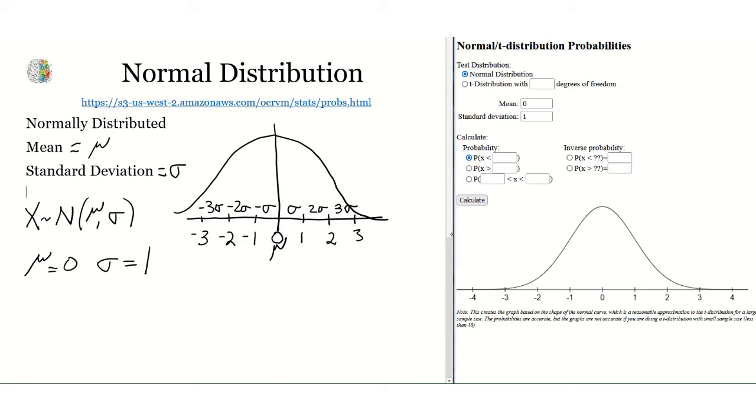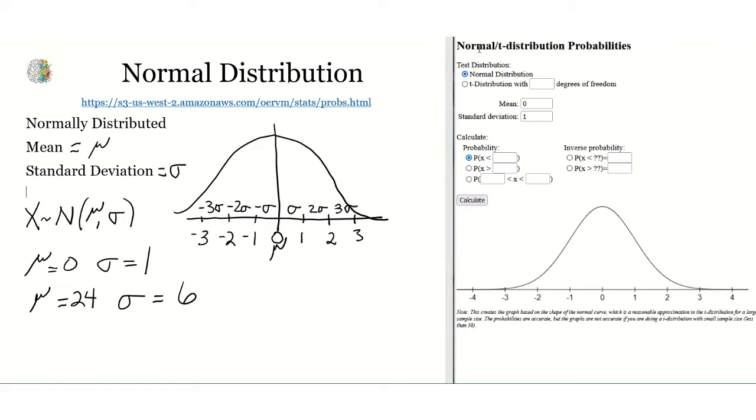Now, if we change the mean and the standard deviation, that's going to change our distribution. So for our examples, let's go ahead and have a mean of 24 and a standard deviation of 6. So I'm going to go to my calculator.